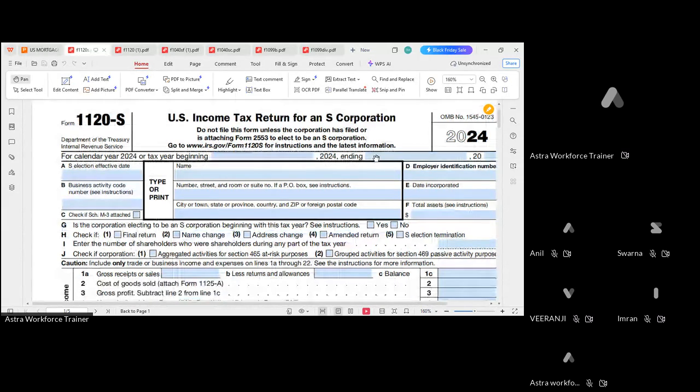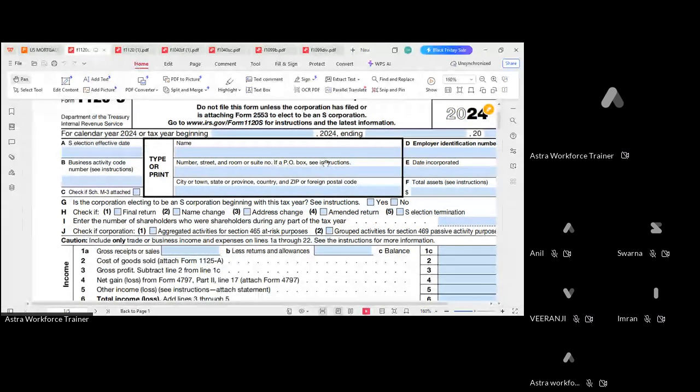Okay, you can verify the details over here: the borrower name and everything, and the employer identification number. Is the corporation elected to be an S corporation beginning with this tax year? Then it should be yes. And we'll have to check whether it is a final return or if there are any changes.